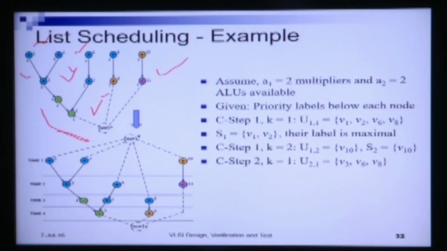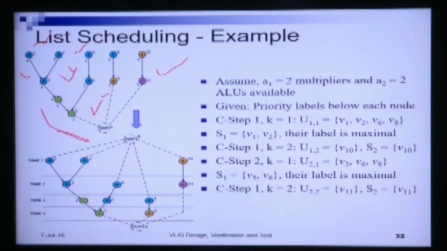At time step 2, similarly what will happen? I have V3, V6, V8. V1 and V2 have already been scheduled. Now, because V1 and V2 have been scheduled, V3 becomes available because its precedence constraints are now satisfied, and therefore, among V3, V6, V8 we take V3 and V6. Why? Because V3 has a label of 3 and V6 also has a label of 3, while V8 has a label of 2. So, the higher priority nodes are V3 and V6 with respect to V8, and hence they are scheduled.